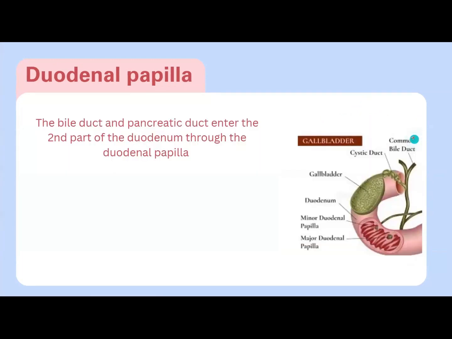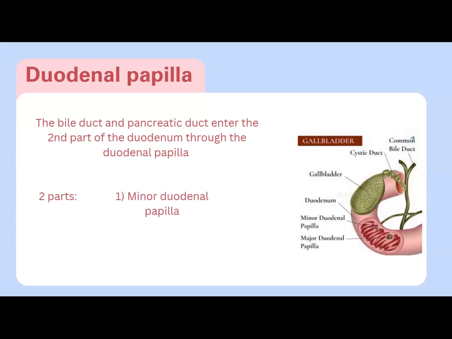Perfect, okay. So moving on, we're going to talk about the duodenal papilla. Before I talk about it, do you guys know what the duodenal papilla means? Exactly. It's basically openings into the duodenum. Now, what goes into these openings? First off, the bile duct and the pancreatic duct will enter the second part of the duodenum through the duodenal papilla. We have two duodenal papillae.